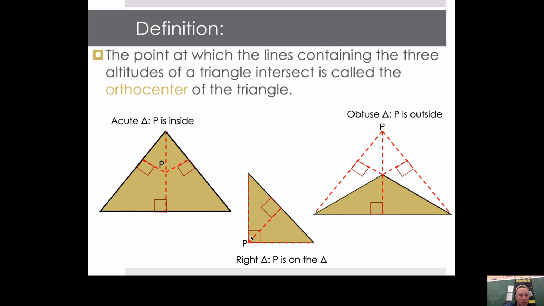When you have a right triangle, here's your altitude. Here's another altitude. Here's an altitude from this side. Point P would be your orthocenter. Notice how it's on the triangle. And when you have an obtuse triangle, like we had on that last slide, that point P is outside the triangle.